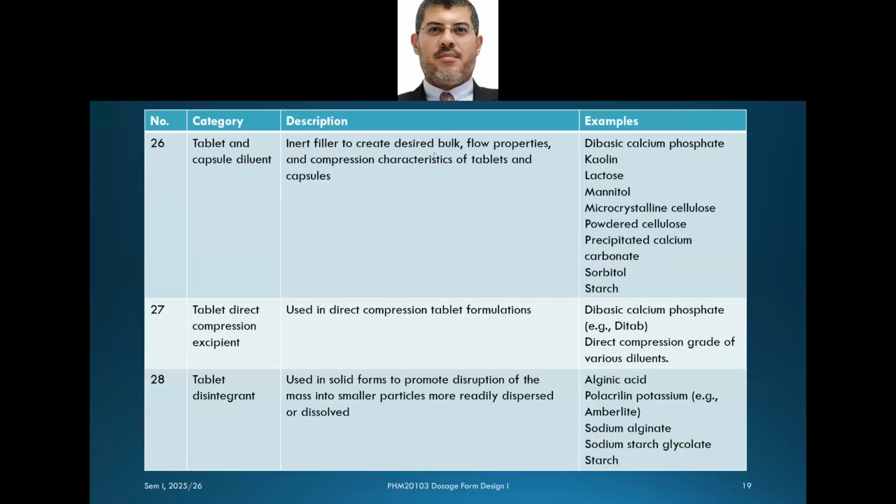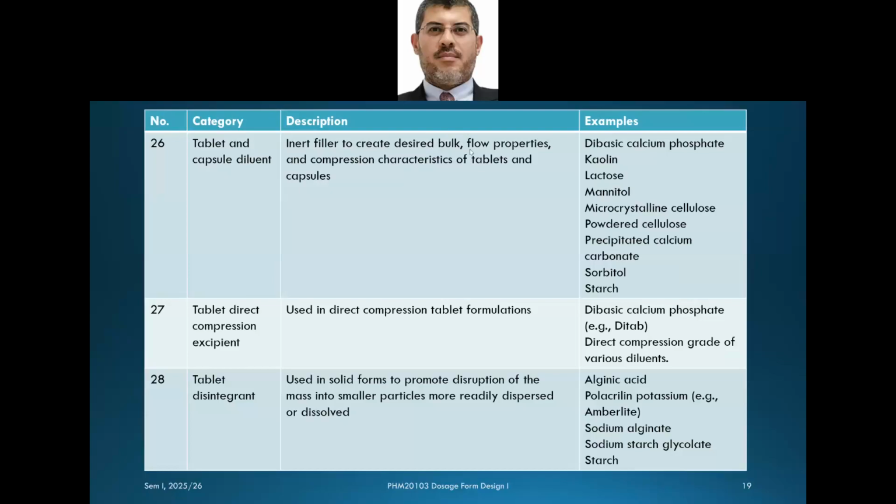I have only 5 milligrams of active ingredient, for example, which is very tiny, so I cannot make a tablet. I want a tablet that weighs about 100 milligrams. So I need to add about 95 milligrams of another substance to make up the total weight. So it makes the desired bulk.